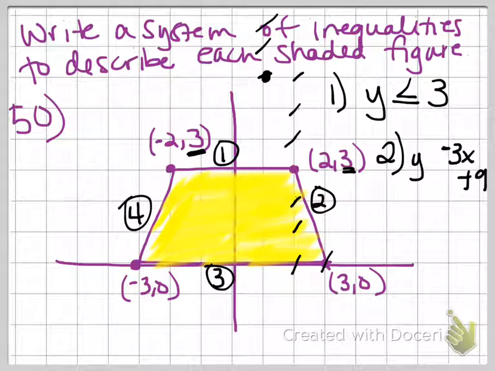And then finally I have to figure out where it's shaded. So because it's shaded on this side, it's shaded below. So that's going to be less than or equal to. So now I handled line number 2.